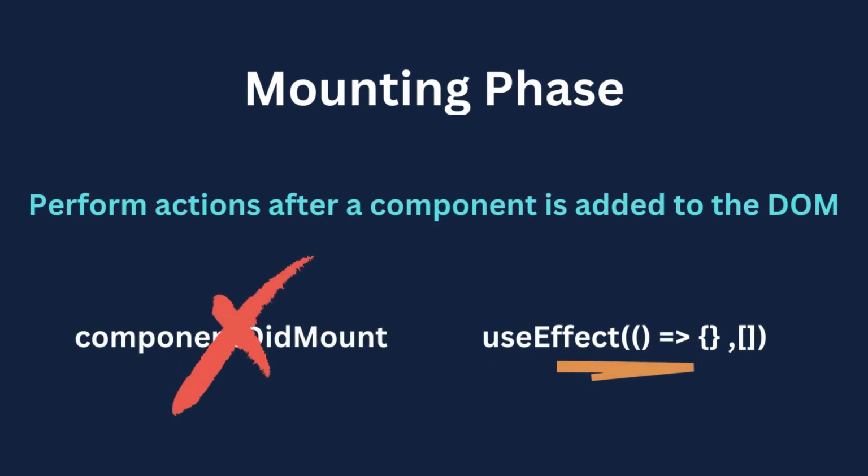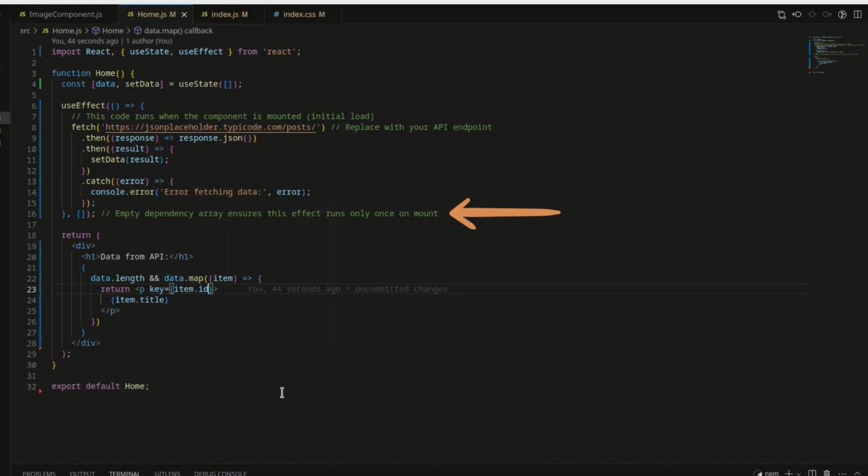In class components, this was done with componentDidMount. But in functional components, we use the useEffect hook. The useEffect hook with an empty dependency array replicates the behavior of componentDidMount. It's perfect for fetching data or setting up your component when it's first mounted.